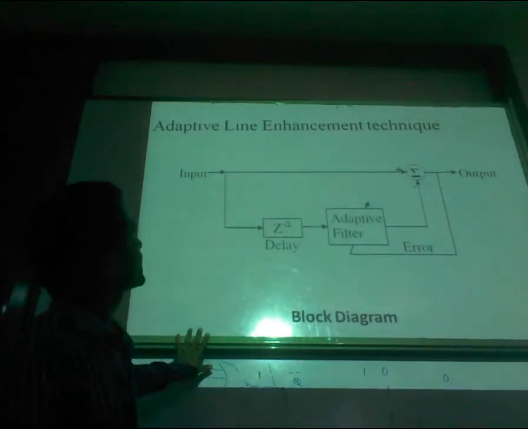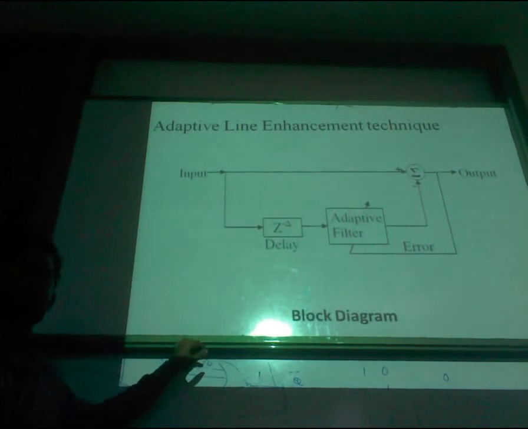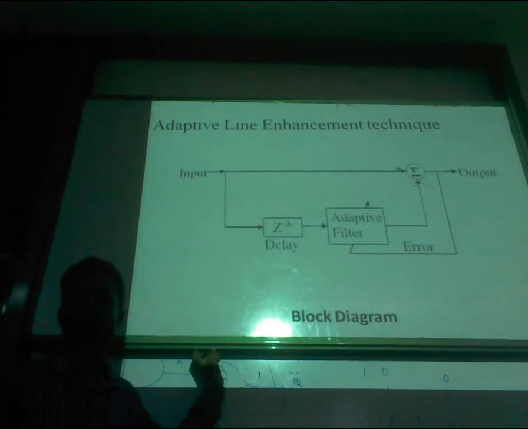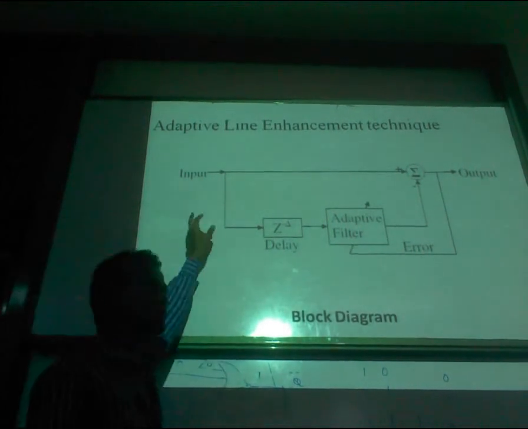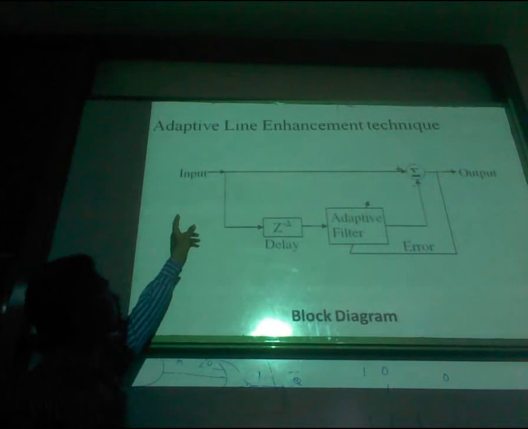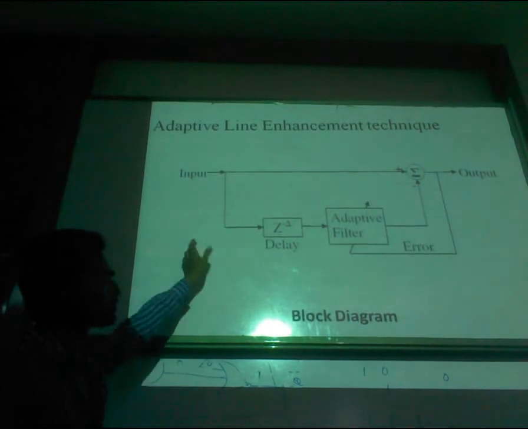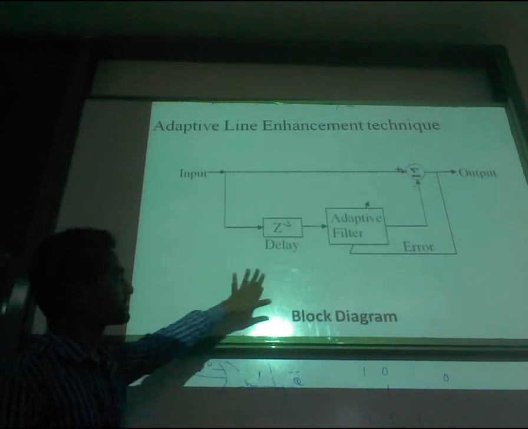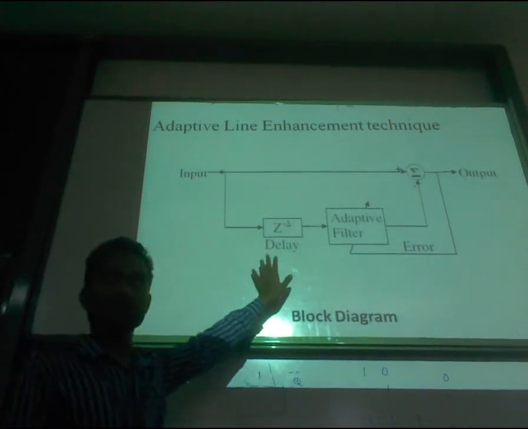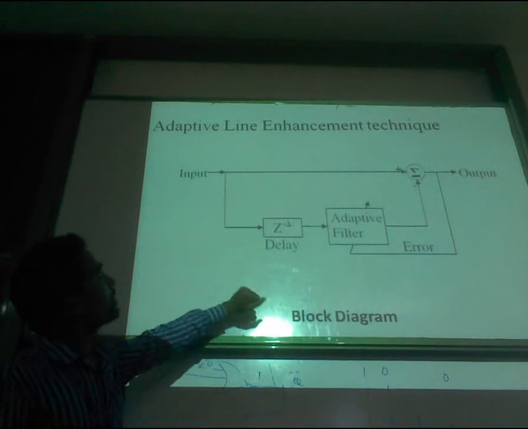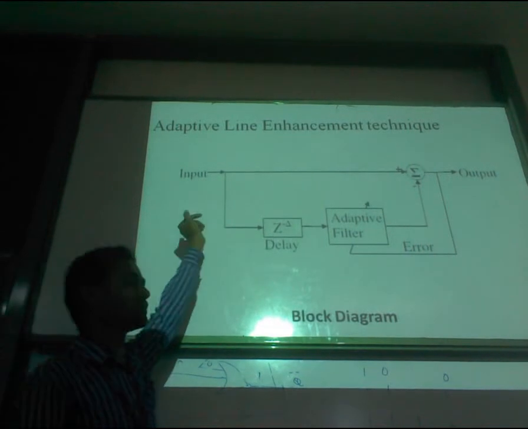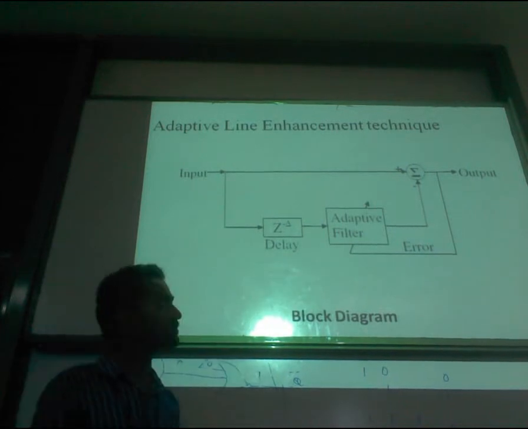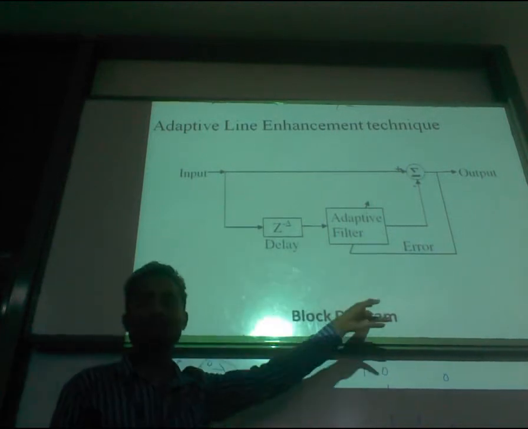This is the adaptive line enhancement technique. This is how we remove the vibration signal from our main signal, which we get from the oil debris sensor. See, this is the input signal which we are getting from the oil debris sensor. We give this to the adaptive line enhancer. In this, we consider one reference signal. In the adaptive line enhancement technique, whatever signal we get, from that signal only we take the reference signal, just giving some delay to that signal.